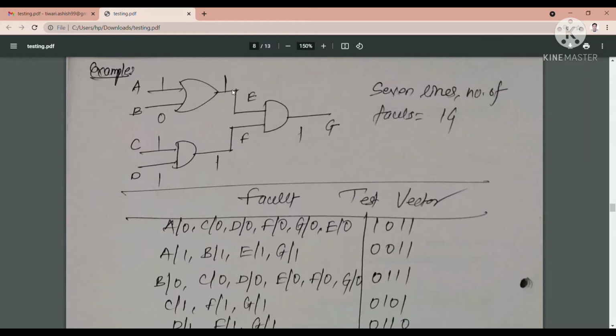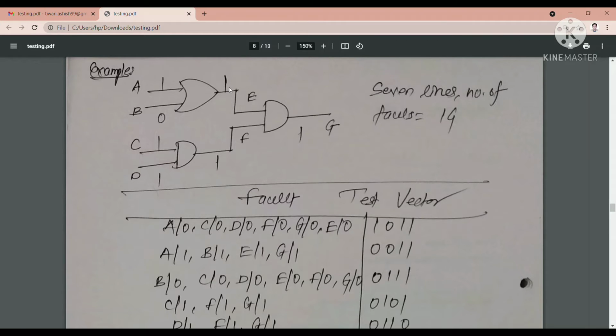And this is how we can also see C stuck at 0. C is stuck at 0 because if this is 0, then this will also be 0, and originally it is 1. Is it not? Similarly, you can also test D stuck at 0. Similarly, you can also test F stuck at 0. Similarly, you can also test G stuck at 0, and similarly you can also test E stuck at 0 by following the same logic.